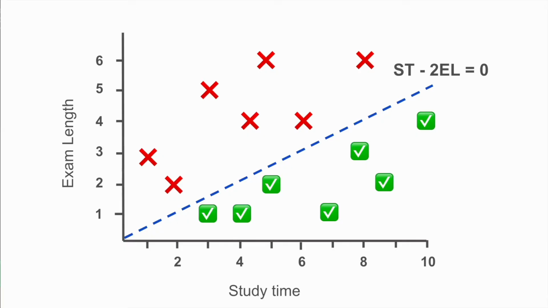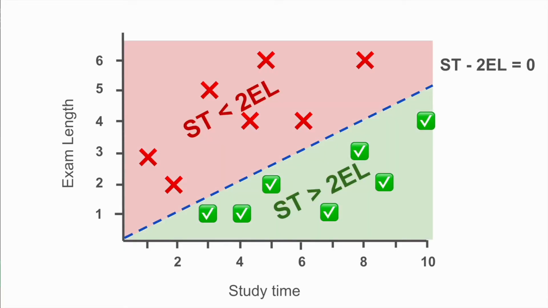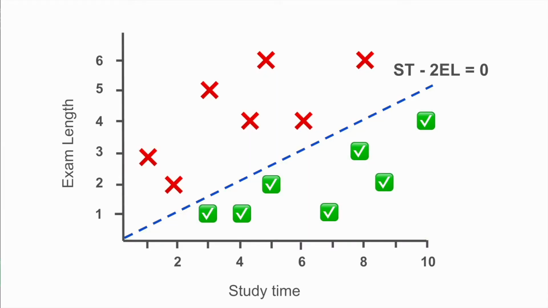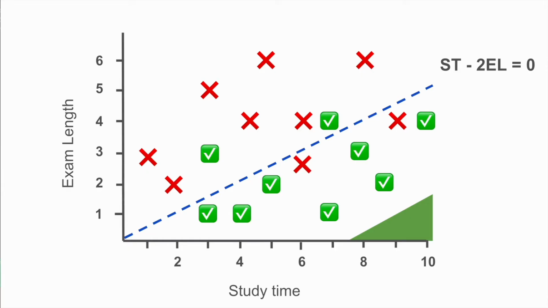We can interpret this line as meaning the longer the exam, the more you have to study in order to pass it. Specifically, you need to study at least twice as much as the exam is long. In practice, however, there will be exceptions to this rule, and we can't be sure that a student will or won't pass the exam with this information alone. So we'd like to convey instead a probability that they will pass. The more a student studies relative to the exam length, the higher the chance of passing.